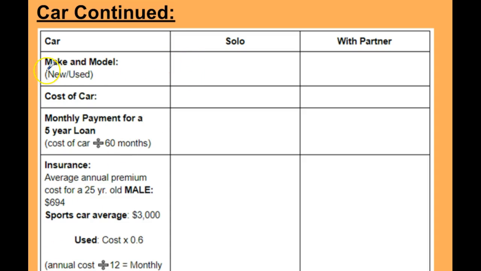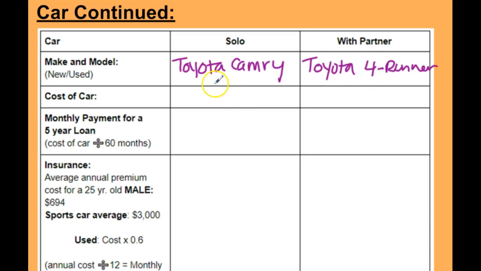So you will put the make and the model of the car. For example, right now I own a Toyota Camry. And if you have a partner and they have their car, maybe you want a Toyota 4Runner. My family loves Toyotas, so we stay in the same family of cars. If you want to buy two different, you feel free to buy whatever type of car you would like. Then you put the cost for each car there.